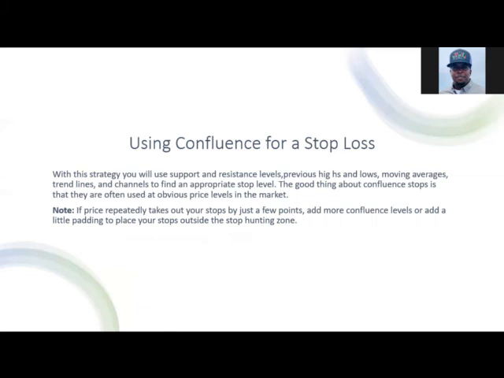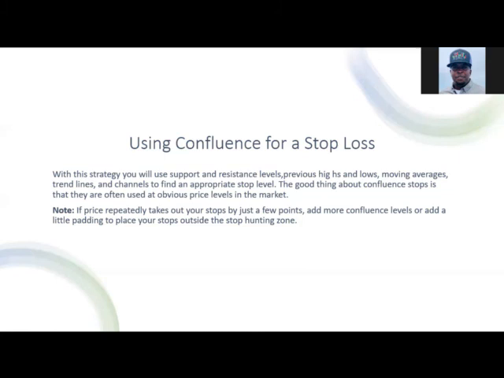Always find market structure. If price repeatedly takes you out of your stops by just a few points, add more confluence, add more confirmation to get out of that trade, or add more confirmation to get into that trade. Give yourself a little more padding in the stop hunt zone. Remember, the market is going to do what it wants to do, but when you're looking for that stop loss, you need to also backtest where price was. Always see where price previously was. Price is going to repeat itself. History repeats itself.